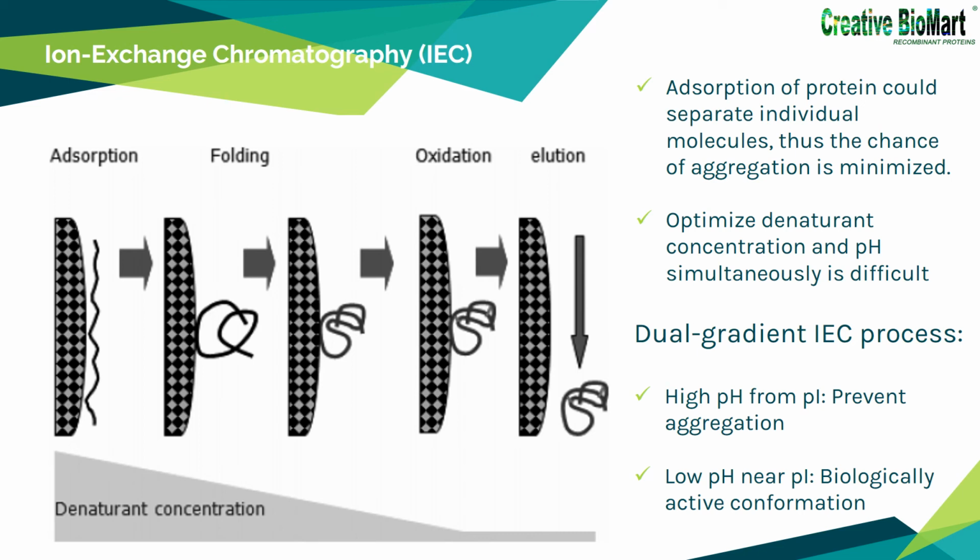However, it may be difficult to optimize denaturant concentration and pH simultaneously in a refolding process, especially in a large-scale production. Thus, a dual-gradient IEC process was introduced to enhance the refolding recovery at high protein concentration. At high pH, far away from the protein's isoelectric point, aggregate formation was prevented, while at low pH near the isoelectric point the establishment of a biologically active conformation was facilitated.